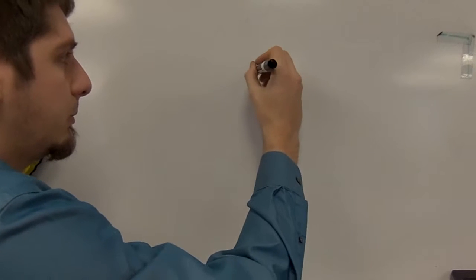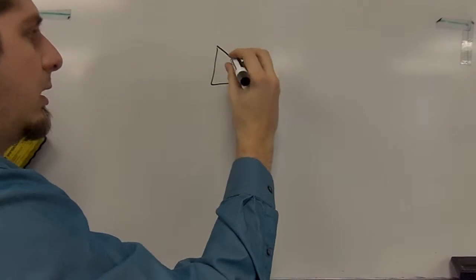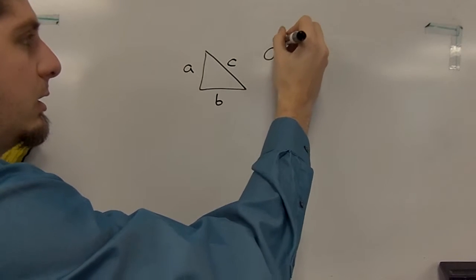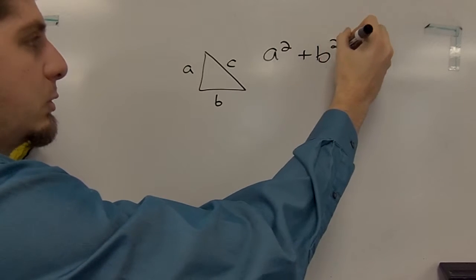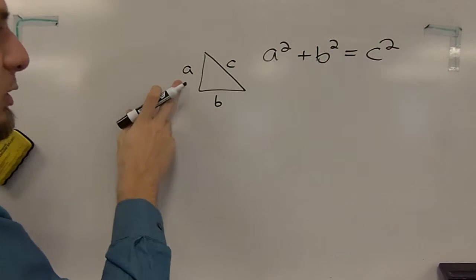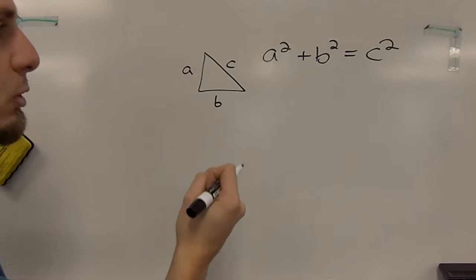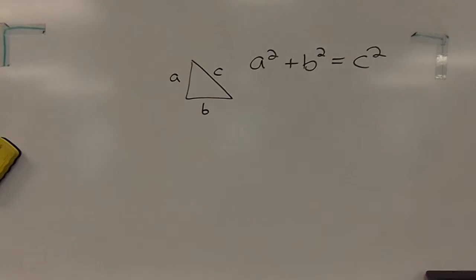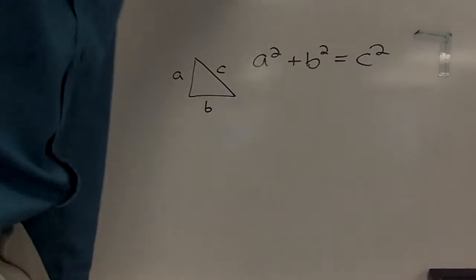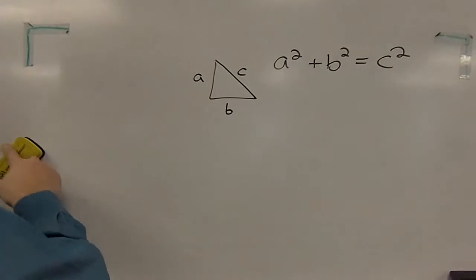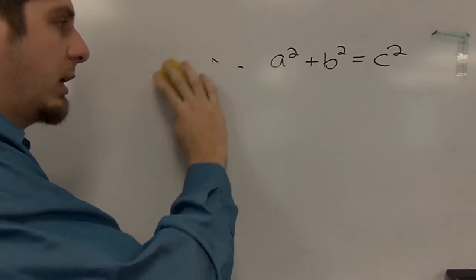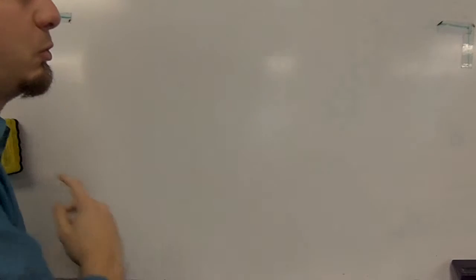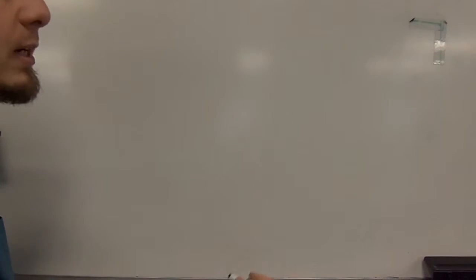If you have a right triangle, you have sides A, B, and C, and the formula, or the Pythagorean theorem, is a squared plus b squared equals c squared. So if I square the two legs, add them together, it should be equal to the hypotenuse squared. So how can that be useful to us for finding missing sides? Well, if you're given 2 out of the 3 sides of a right triangle, then you're more than capable of finding the third side, but you need 2 out of 3.